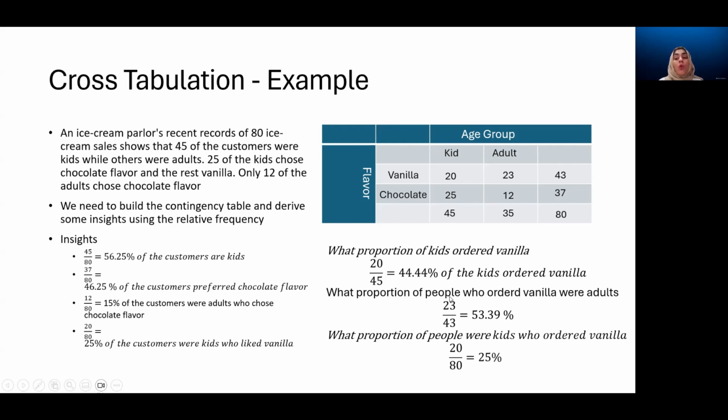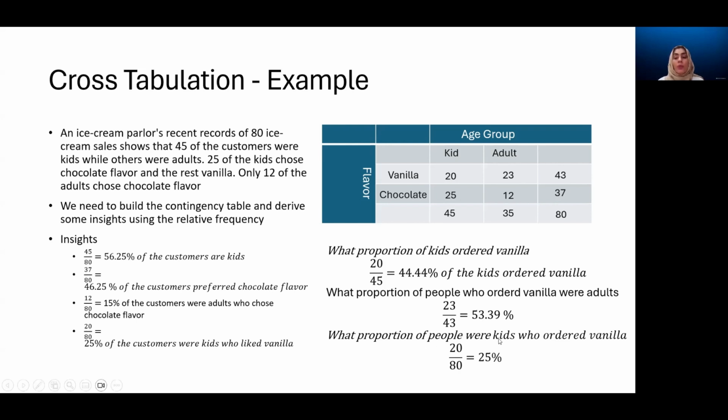What proportion of people who ordered vanilla were adults? Now we need to look at this marginal total, which is 43, because this is the count of the people, irrespective of the age group, who ordered vanilla. Now we need to find out the proportion of them who were adults. So from here we find that 23 of those people who ordered vanilla were adults. So we find it as 23 over 43, which is 53.49% of the people who ordered vanilla were actually adults.